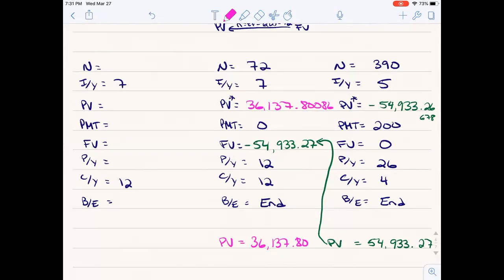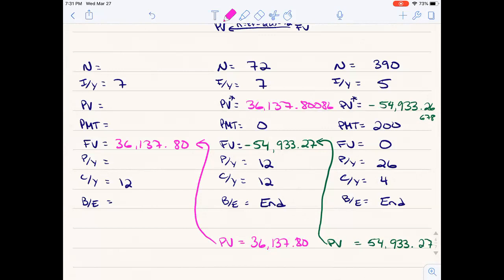Which is going to be our future value of the payments that we're making while we're working on Sesame Street. So here we've got 36,137.80. If we're making payments, those are going to be negative, right? And then the future value is going to be positive, right?